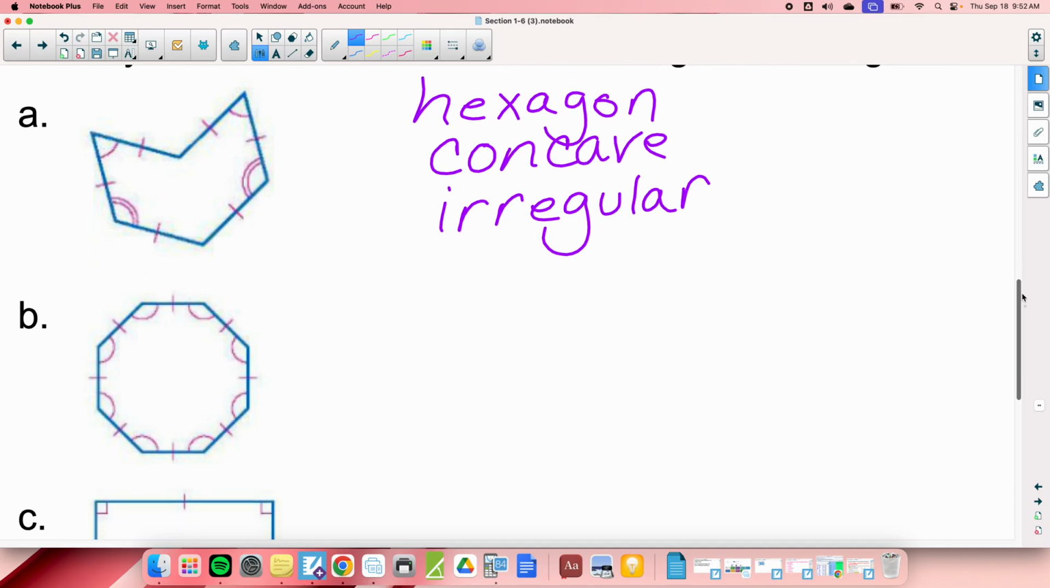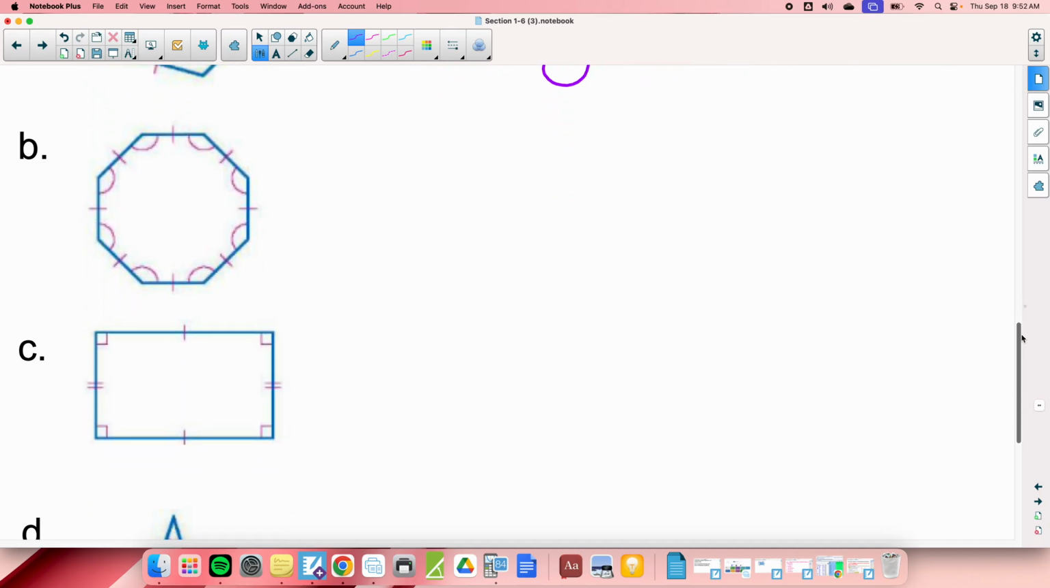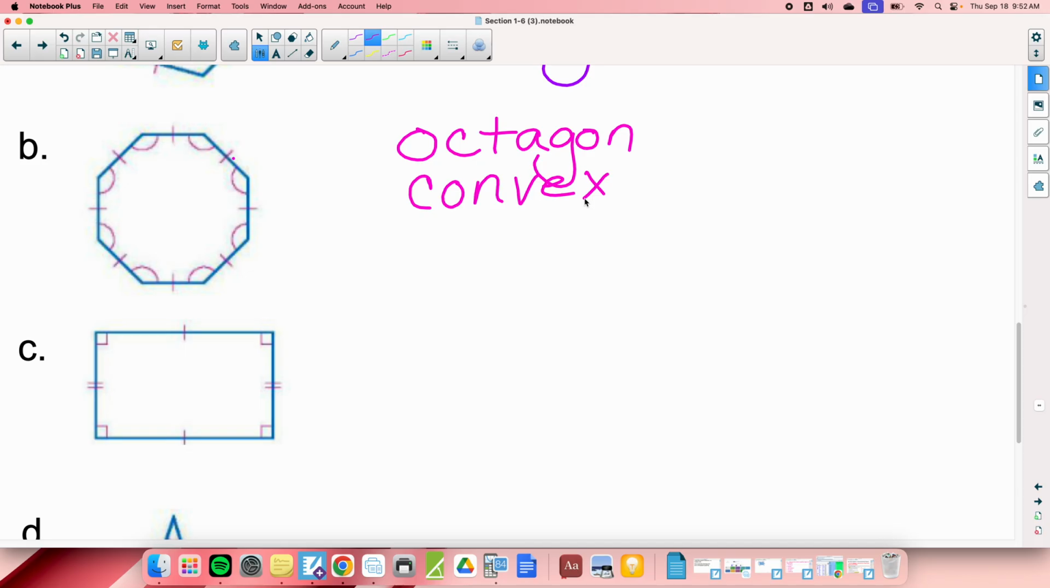Okay. Now let's look at this one. And this again asks us to name it by the number of sides. This has 1, 2, 3, 4, 5, 6, 7, 8. So what kind of a figure? Octagon. Then does that one cave in at all? It doesn't, right? So then that one would be called convex, because at no point does it cave into the middle.